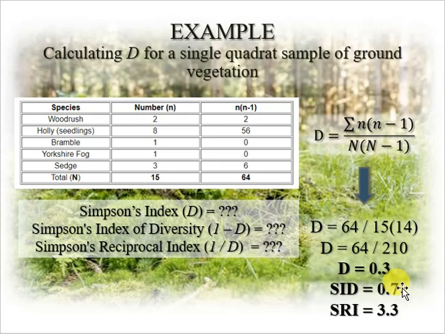Maybe you take a single quadrat of ground vegetation from a neighboring community in one of your fir forests, and you get a Simpson's index of diversity value of 0.2. You can then say, all right, the diversity of that first community, this community here, is greater than the diversity of that second community that was sampled.